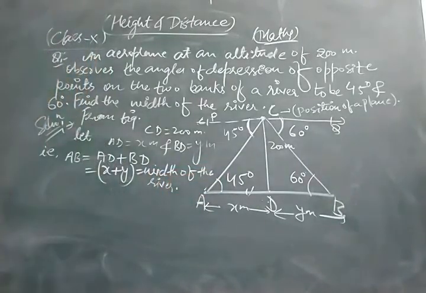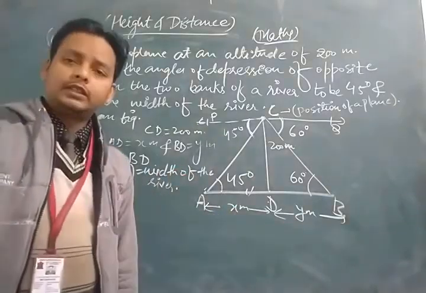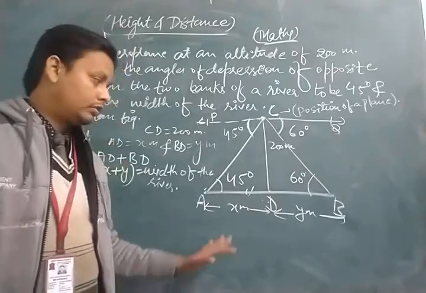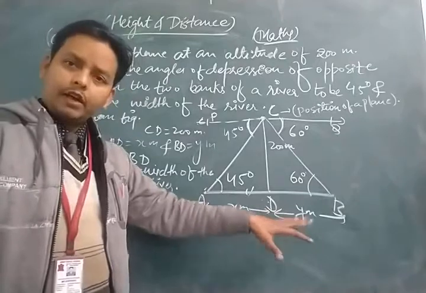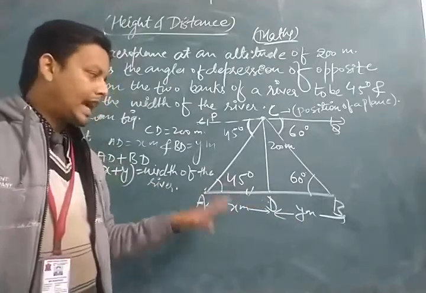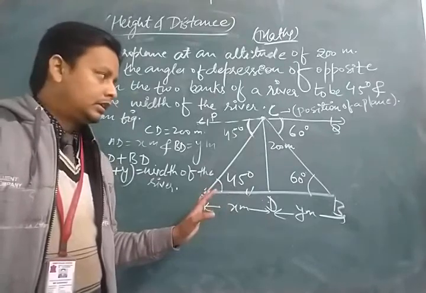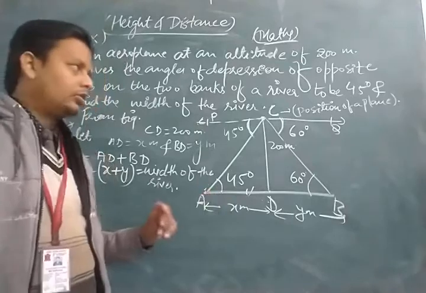Okay, students. So first of all, look here, x plus y is the width of the river. First we find the value of x. After that, we find the value of y. After finding both values, we add them. In this way, we get the width of the river.